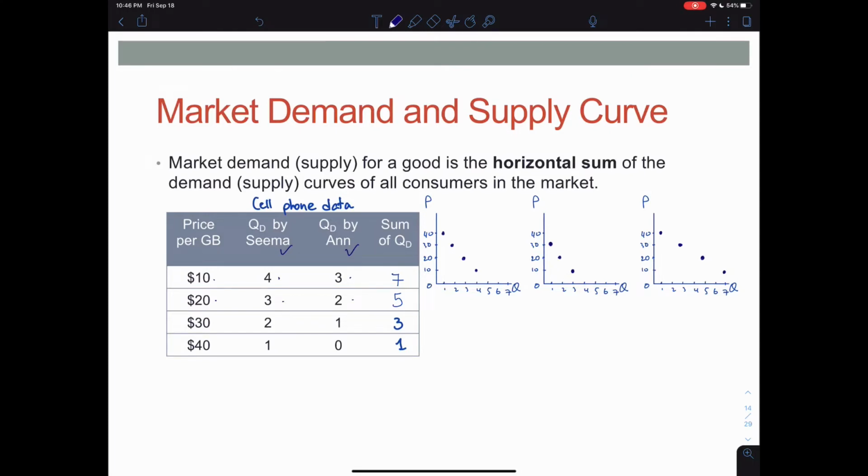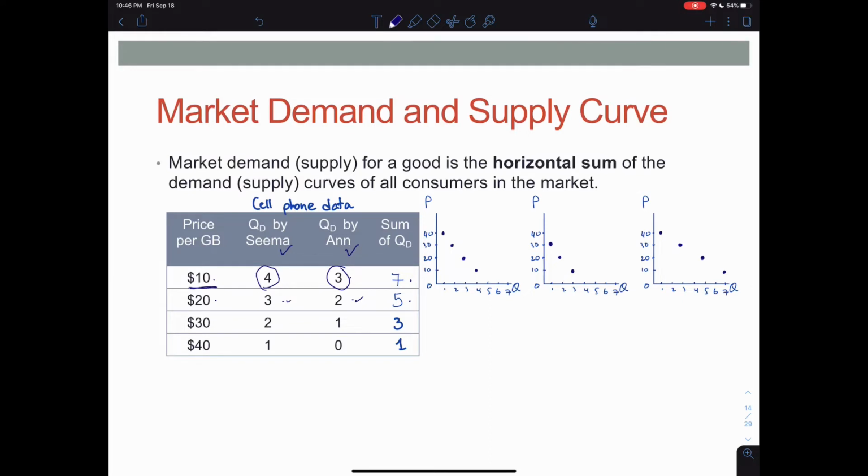Let's assume that Sema and N are the only two consumers in this market. Then in order to get the market demand curve, we add quantities at each price. So at $10, the combined demand of the two consumers, which in this simple example makes up the market, is 7. And so we have 7 here. Similarly, at $20, if we add quantity demanded by Sema and N, we get 5. And then we can do the rest of the calculation.